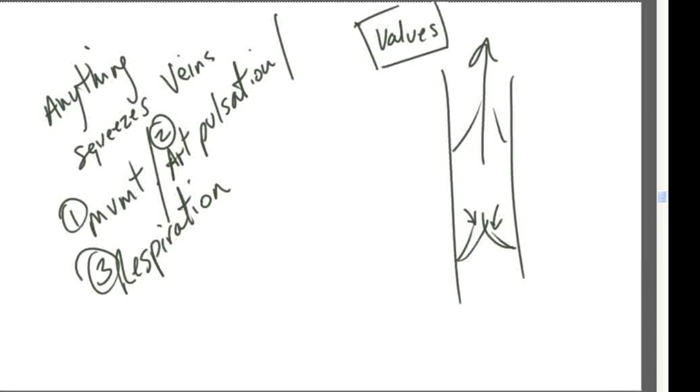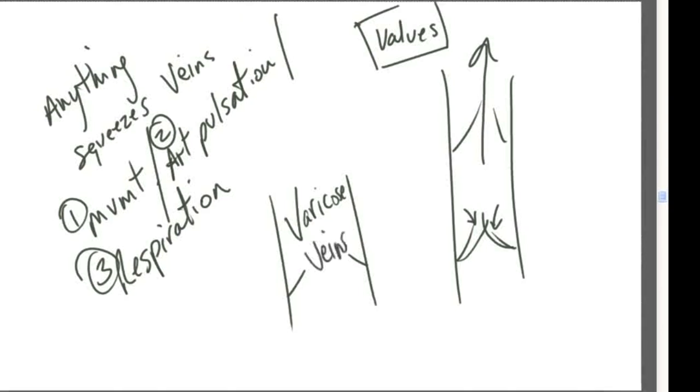What do you call it when a vein gets stretched out so much that its valve doesn't meet in the center? That's what a varicose vein is. It's a distended vein. The valves no longer meet, therefore it can fill up with blood. What kind of things cause varicose veins?